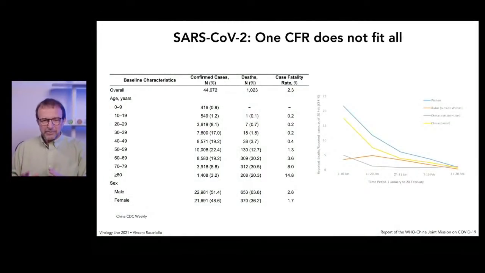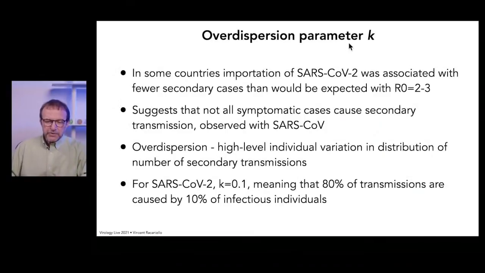The other property I want to mention very briefly, the overdispersion parameter, which is represented by K. And if you remember, I remember this very clearly. In some countries, the importation of the virus was associated with fewer secondary cases than you would expect with a virus with an R naught of 2 to 3. I remember seeing in the first months, lots of cases in China and hardly anything elsewhere, yet the virus was there. And this is part of the reason, of course, it's also testing. And this observation suggested that not all symptomatic cases cause transmission, which is also observed for SARS-CoV.